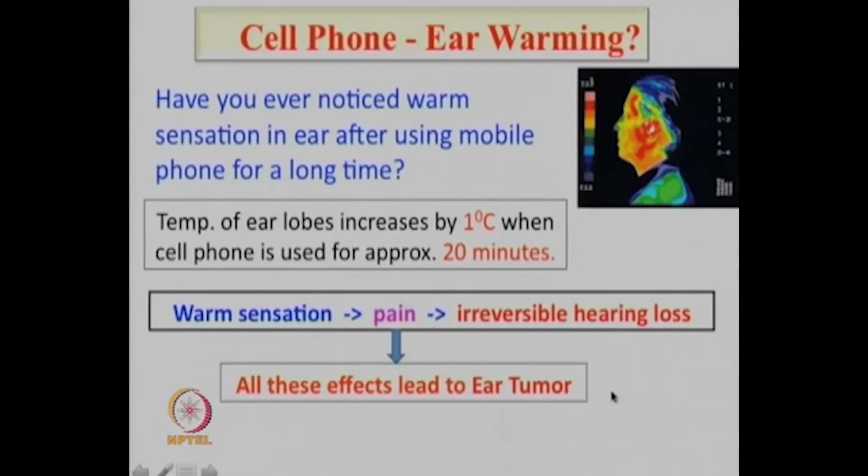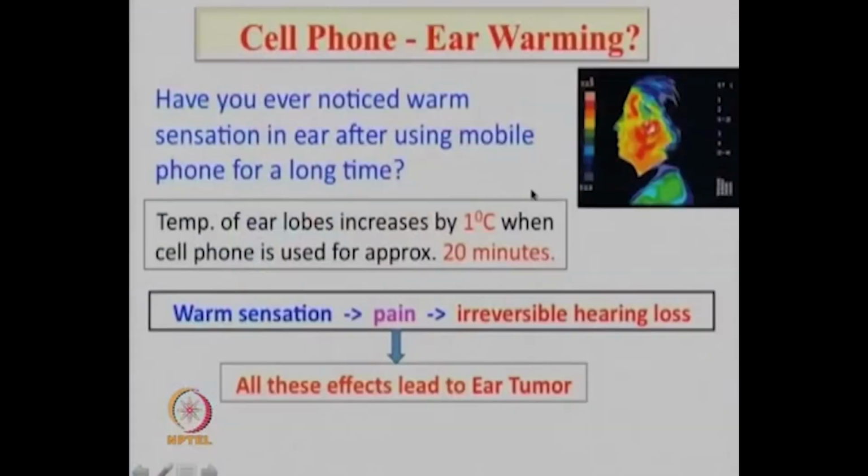The next largest group of patients, they said, are sales people and even media people, because they use cell phones for hours and hours, and after a few years of use they start getting pain in the ear and tumor.